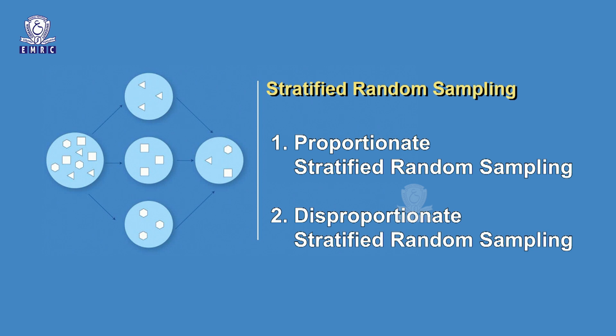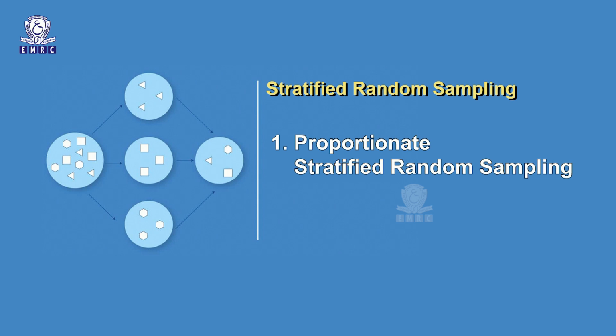Now let us discuss about proportionate stratified random sampling. In this sampling method, the sample unit is in proportion to the size of the sampling unit. To understand this sampling method, we will take an example. Let us consider the students pursuing sociology from SWIM courses. The researcher wishes to have proportionate stratified random sample of them, taking year of study as the basis of stratification.